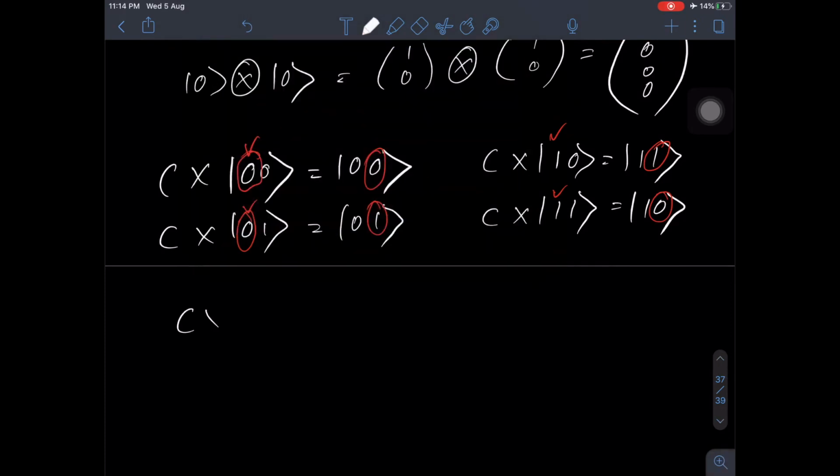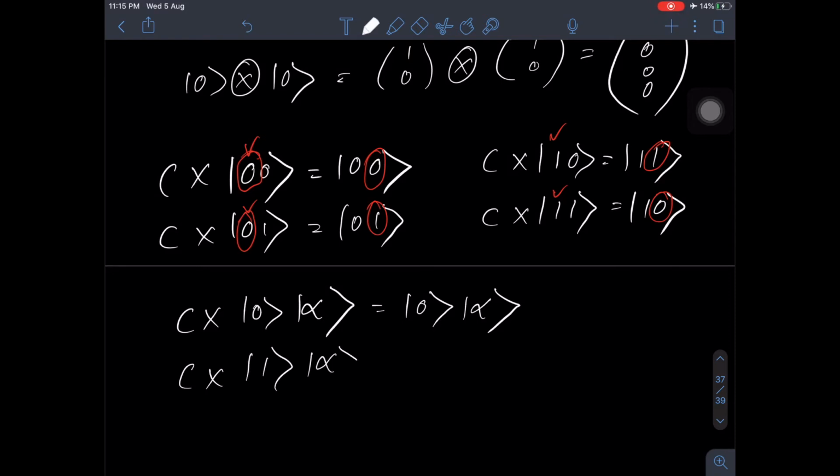So CX on |0>|alpha>, where the first one is the control qubit and the second one is the target qubit. As the control qubit is 0, the target qubit will not change, so it will just be |0>|alpha>. And if you have a 1 in the control qubit and you have some alpha here, then your new state will be |1> X|alpha>. X is the NOT gate, that is what we were talking about explicitly, right?